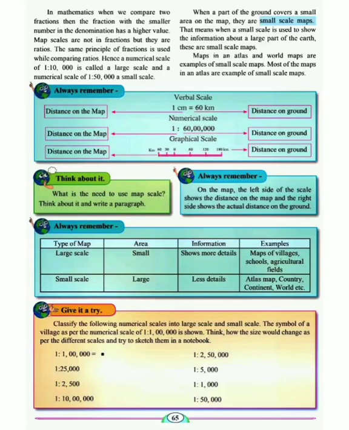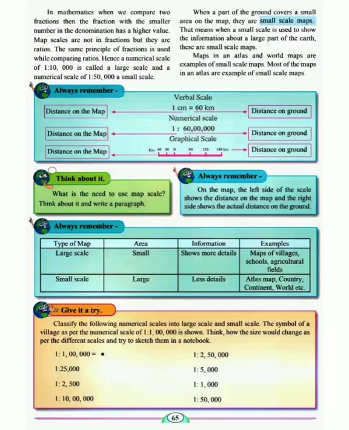Maps in an atlas and world maps are examples of small scale maps. As I said right now, most of the maps in an atlas are an example of small scale. So always remember the distance on the map and the distance on the ground. In verbal scale, we saw, they give us the measurements. So 1 centimeter is equal to 60 kilometers. While talking about numerical, they give us in the form of numbers, right? We saw that it is in the form of numbers, and no measurements or alphabets are used, only numbers. That is 1 is to 60 lakhs.